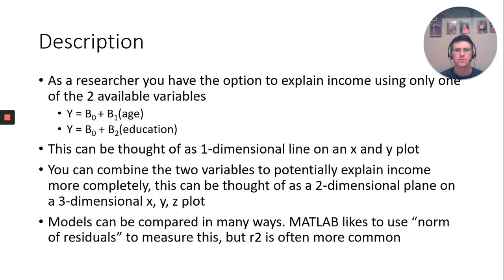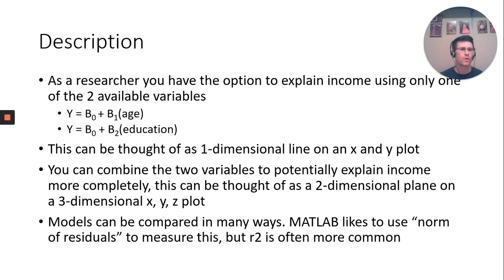Okay, so as a researcher, you have the option to explain income with one of the variables, and we're going to use the statistical notation for the line, and that would be y equals beta naught plus b1 times the age. And the other option would be to explain it using education, y equals beta naught plus b2 times education. And this can be either one of these. They're two separate formulas. We're not including them as one yet.